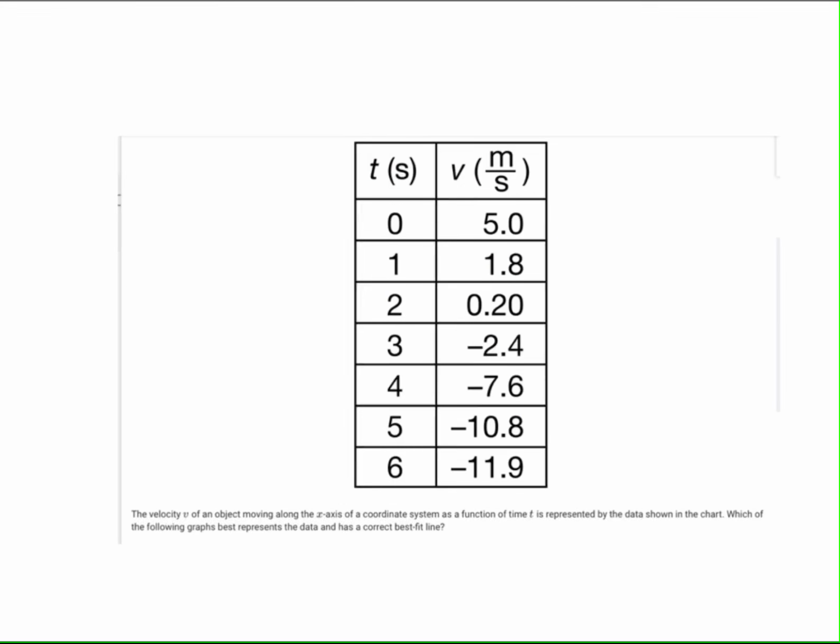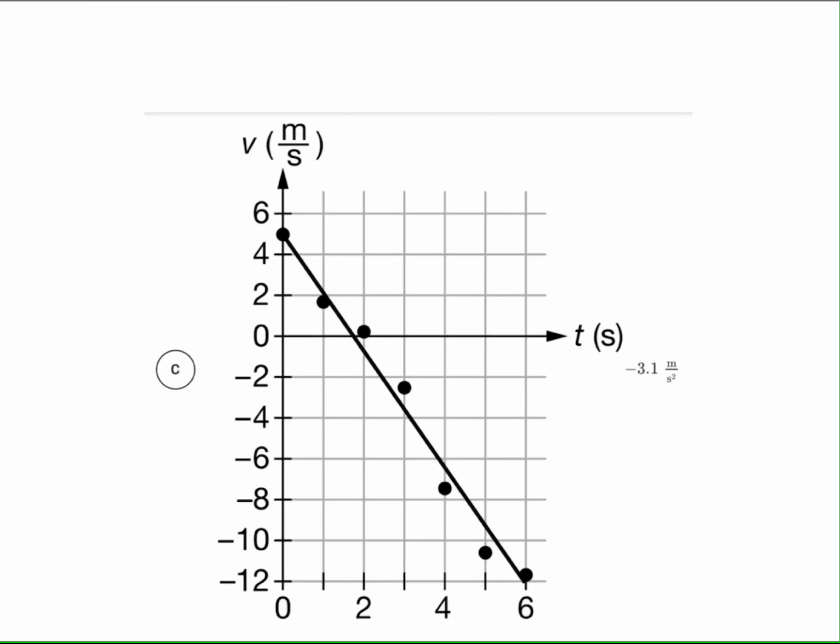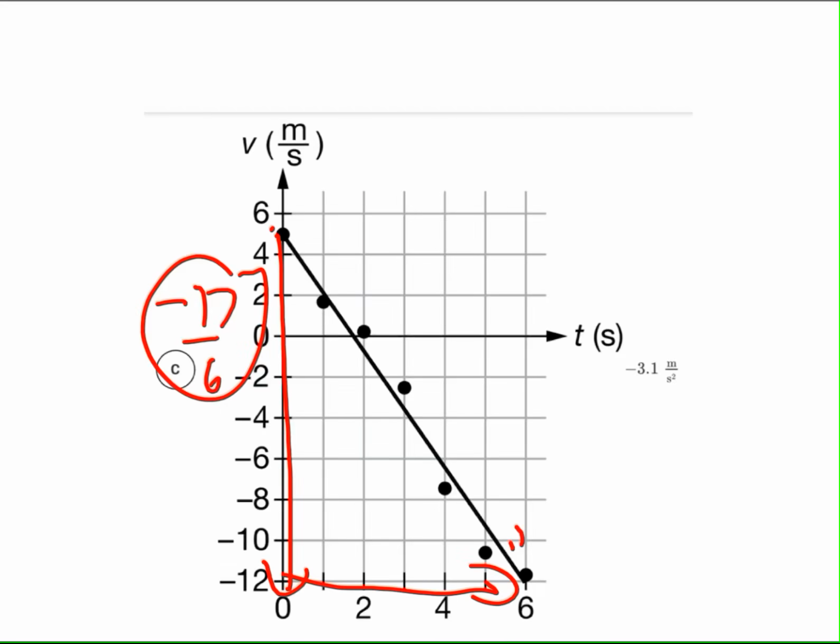Ta-da! Okay. Now this one, it gives you some data, and it really is just asking you to make a line of best fit, which we do. And then once you've made your line of best fit, you're just going to find the slope, which is going to be down 17 over 6. And when you do 17 divided by 6, it gives you roughly -3.1.